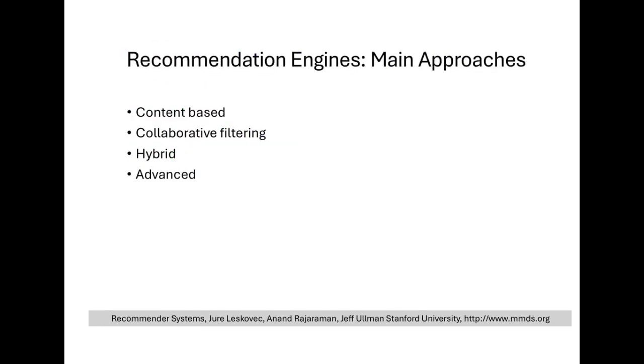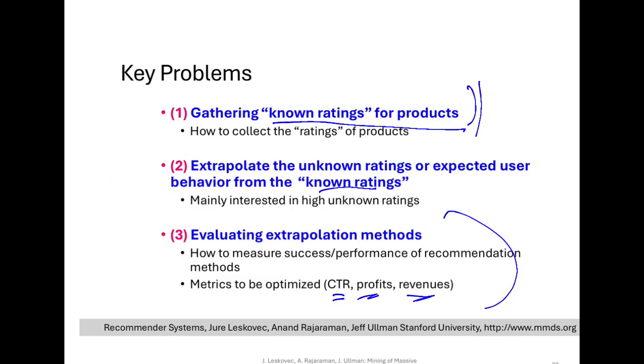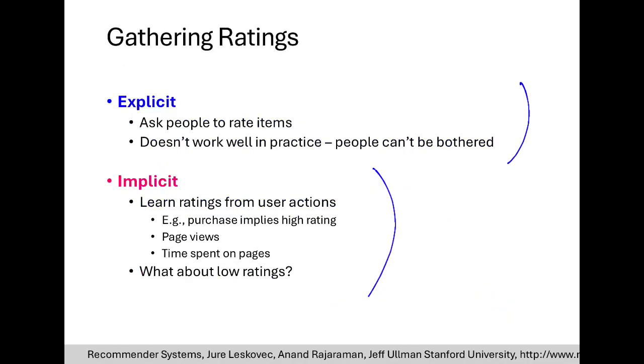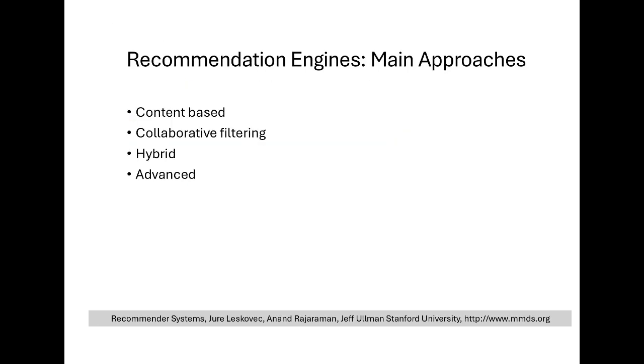So those are the kind of problems that you have to solve to build the recommendation system. How do you get the ratings, implicit versus explicit? What is the metric you want to optimize? And how do you solve this problem of utility? How do you figure out which user is going to watch which movie or like which movie? Those are the three main problems that one has to address while designing recommender systems.